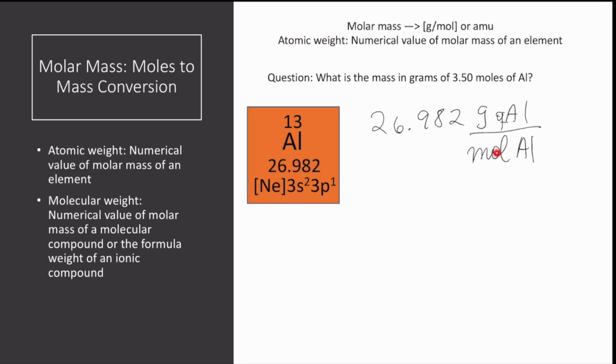So we can use this number for the case of aluminum to go from grams to moles or from moles to grams. As an example, let's look at this question. What is the mass in grams of 3.50 moles of aluminum? So we're going from moles to mass in units of grams.